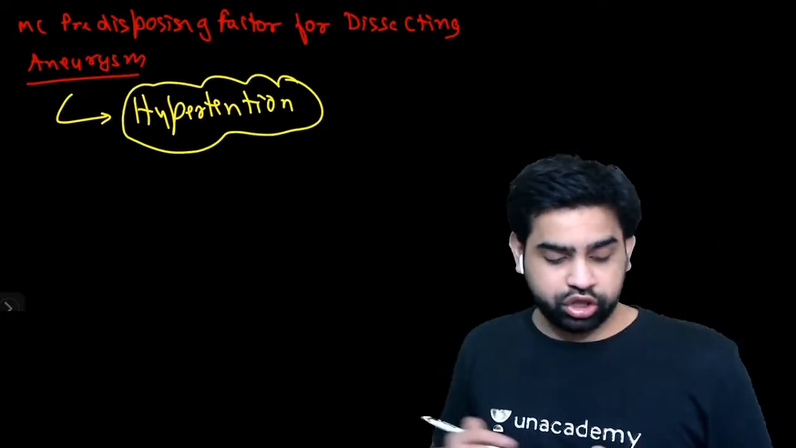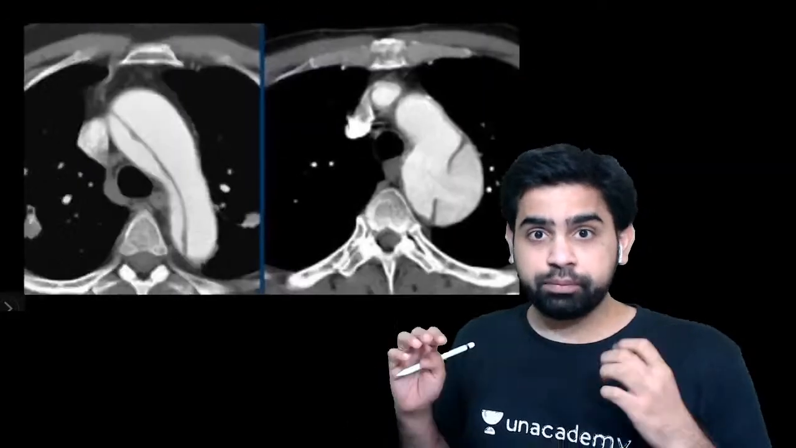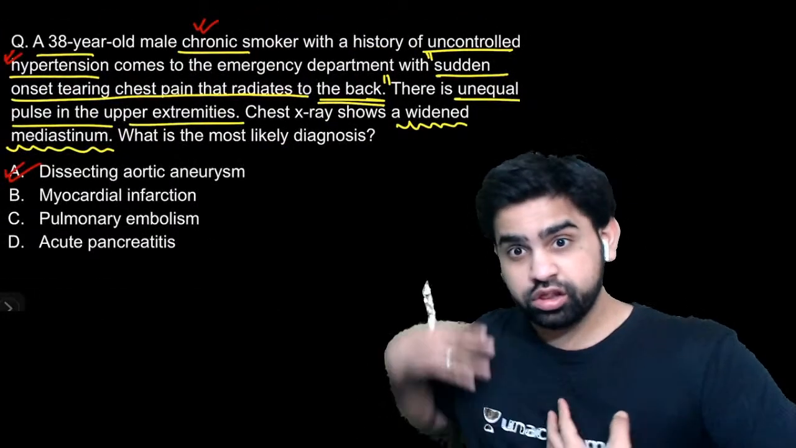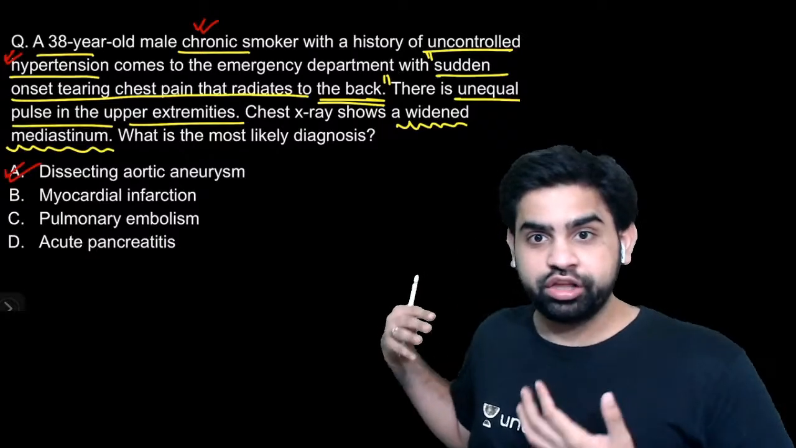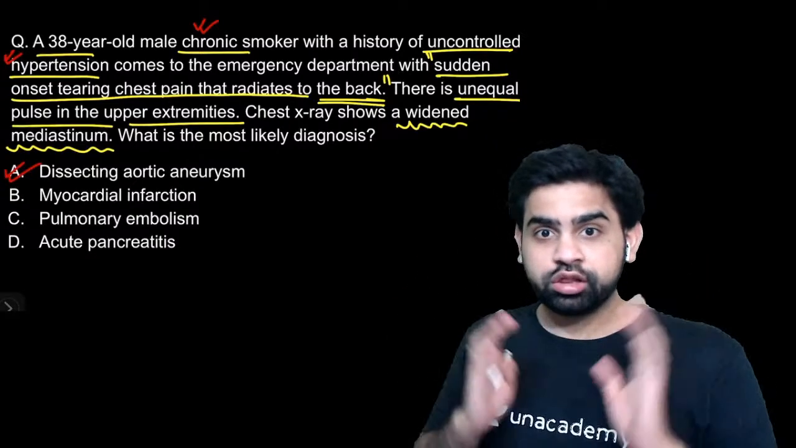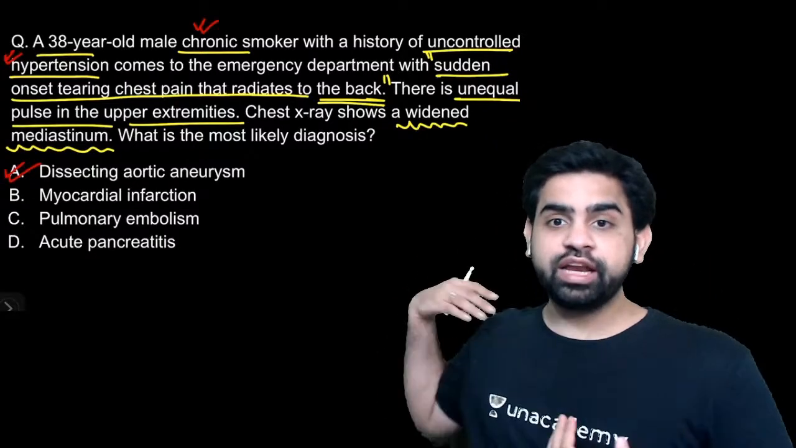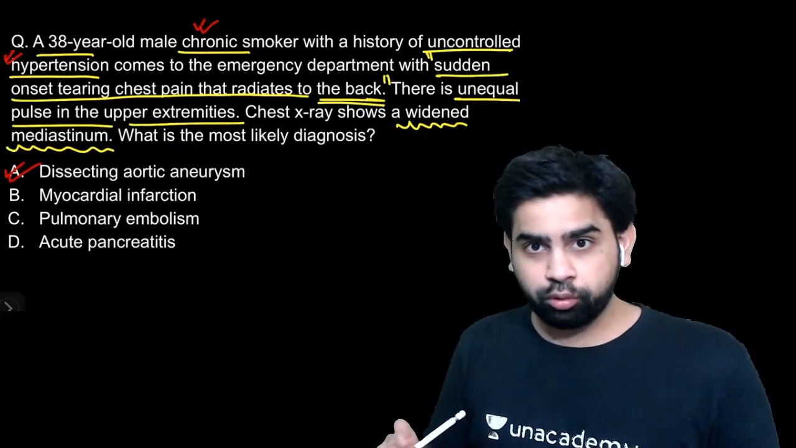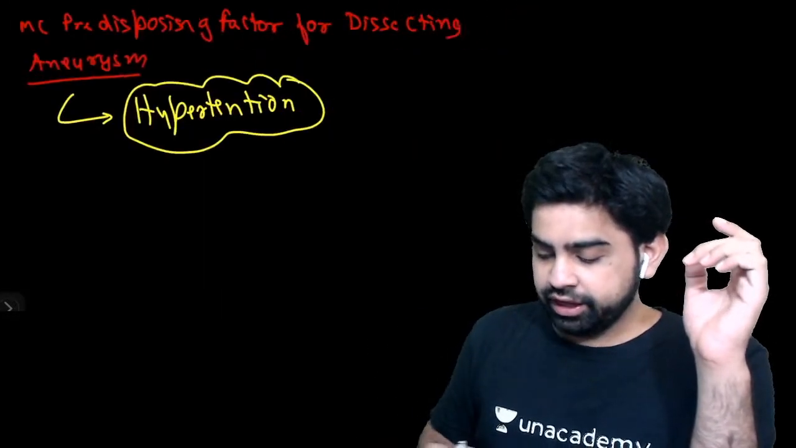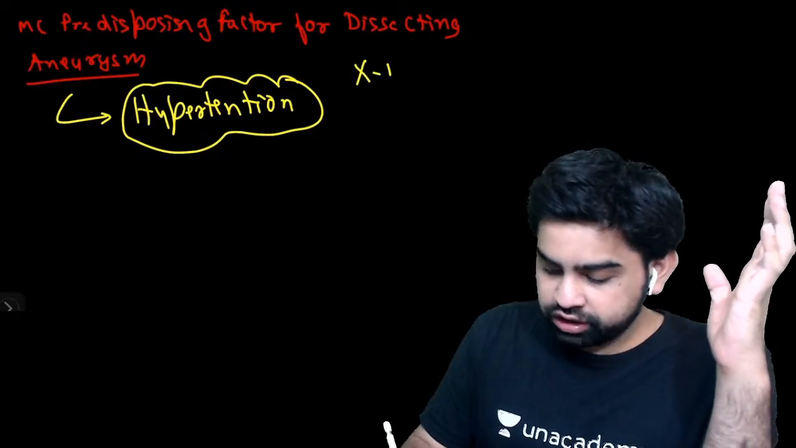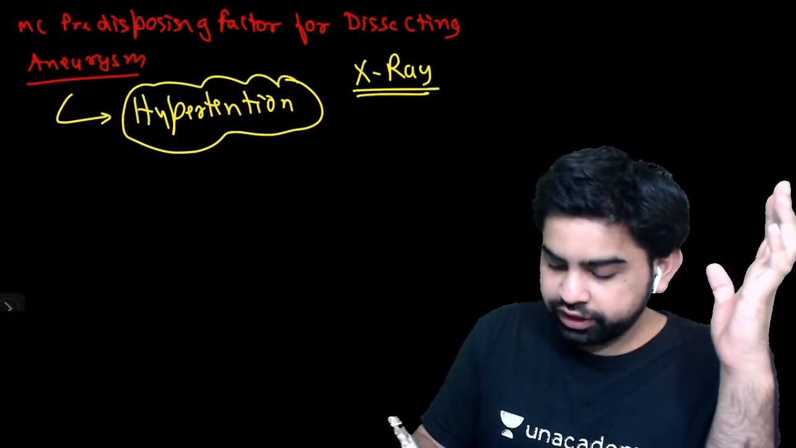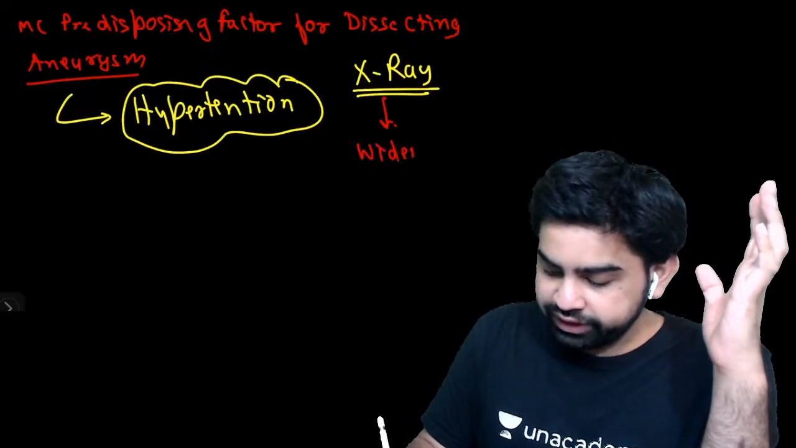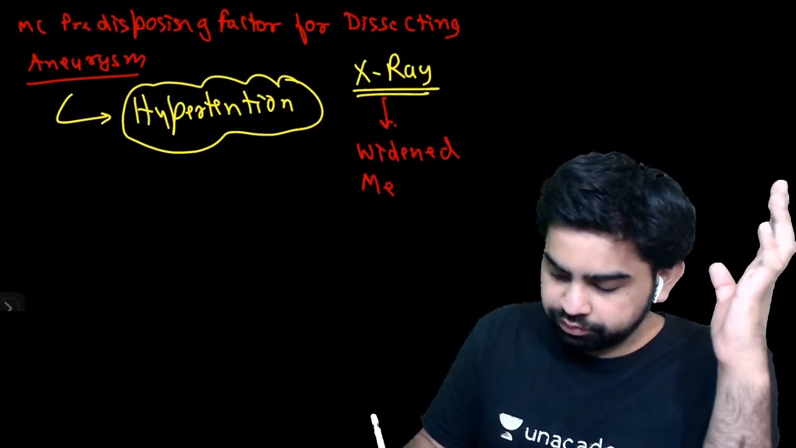Now, if the patient develops this dissecting aneurysm, the patient is going to have this tearing, severe onset chest pain, which is radiating to the interscapular region. That is a buzzword, okay? So sudden onset severe chest pain radiating to the interscapular region is the buzzword in this particular question. Another important thing is on the X-ray. If I ask you, what is the X-ray finding in these patients? If there is a dissecting aneurysm, on the X-ray, you basically get a widened mediastinum.